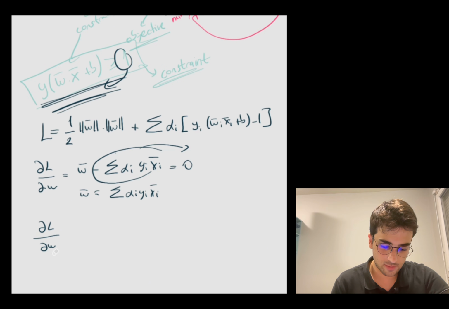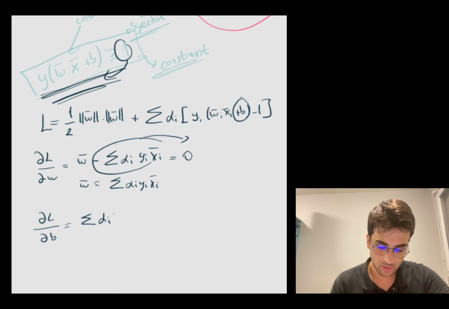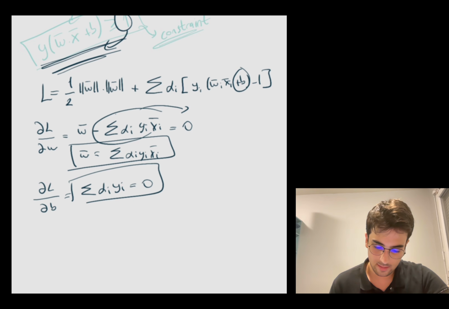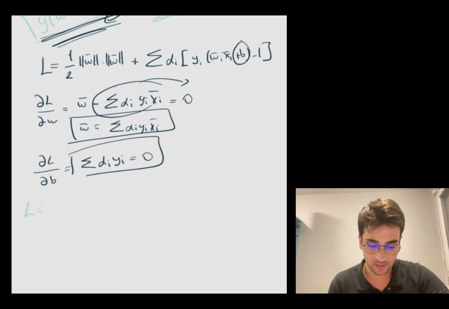Then let's take the partial derivative of the bias, or the b. And when you do that, you see there's this one over here. When you take the partial derivative, what you would have is sigma alpha i yi equals 0. So when you put them in their places, I won't show you in detail, but you can also try it at home with a pen and paper.